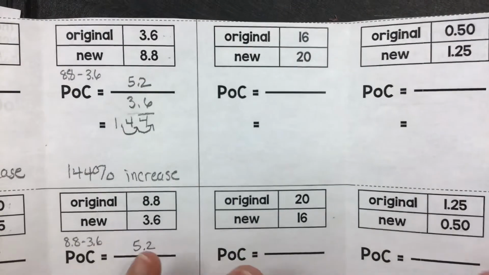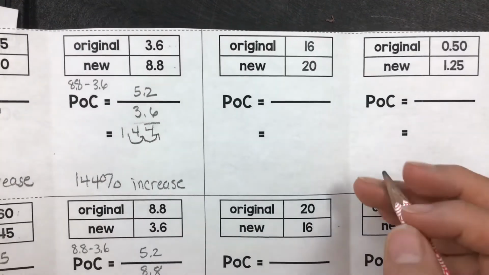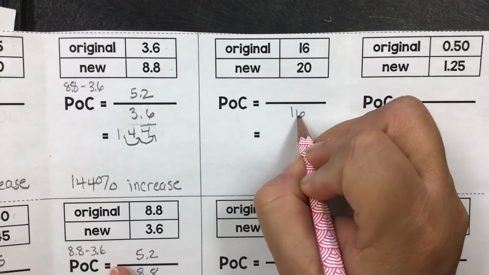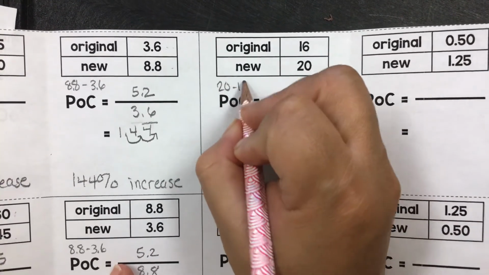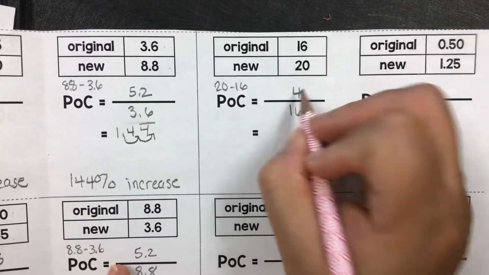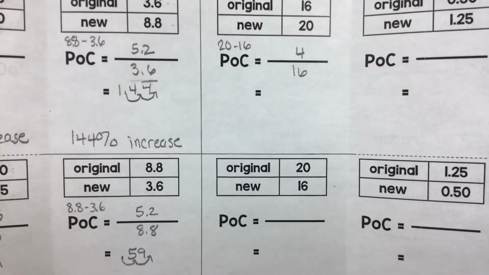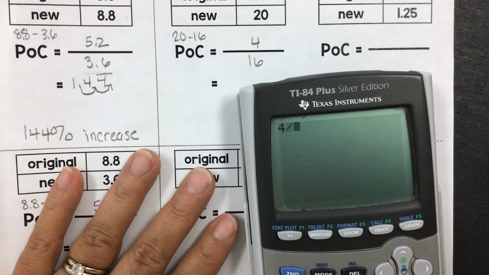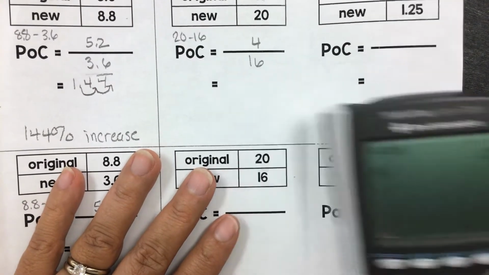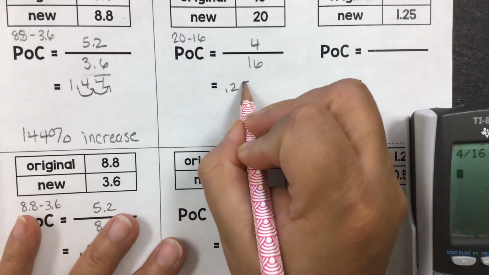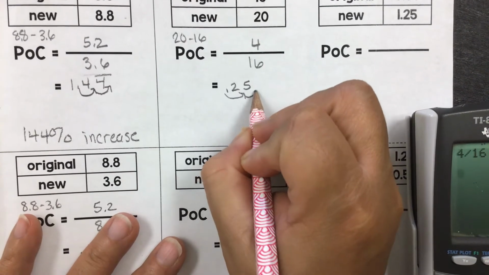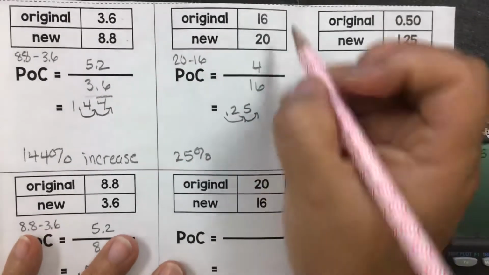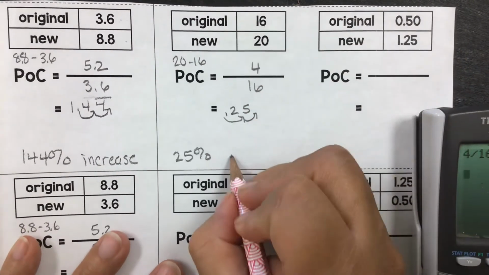Next one, we have the original is 16, that's our denominator. The difference between them, 20 minus 16, is the numerator, 4. We're going to do 4 divided by 16, get our decimal, which is 0.25. Move the decimal over 2 to get your percent, 25%. And since it went from 16 to 20, this is an increase.